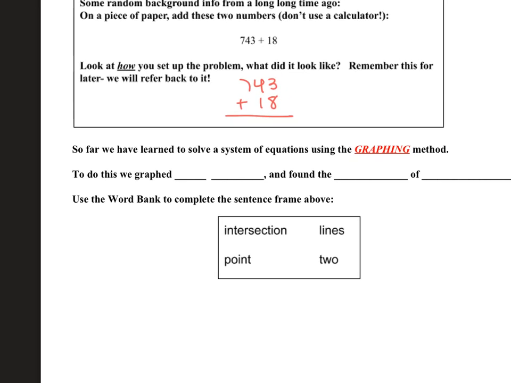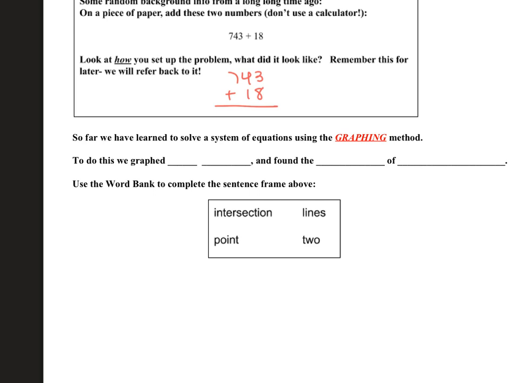So it says, so far we've learned to solve a system of equations using the graphing method. If you remember on Desmos, or before school kind of got out, we were focusing on graphing two lines and finding where they intersected. So what I want you to do really quick, again, pause the video, and press play when you're ready to check your answer. Take these 4 words, this is like our little word bank, and fill in this sentence frame in the way that would make the most sense. Pause the video, go ahead and do that, and then press play when you're ready to check your answer.